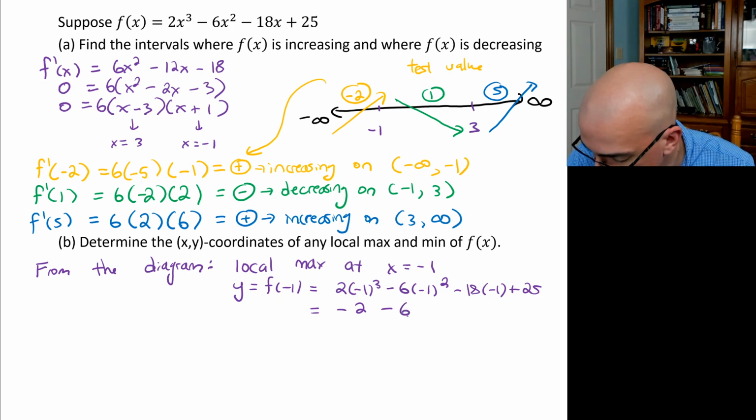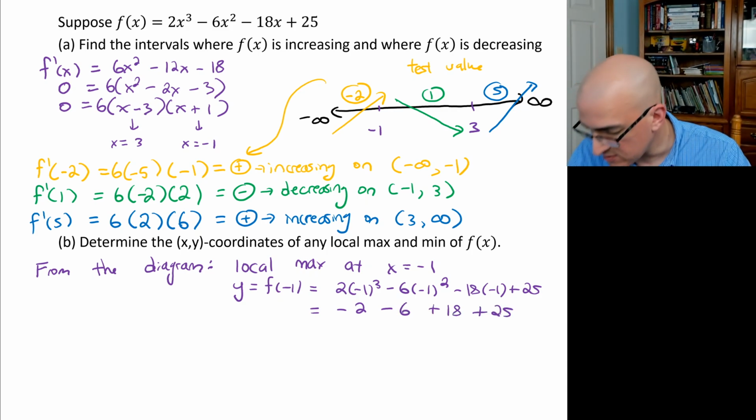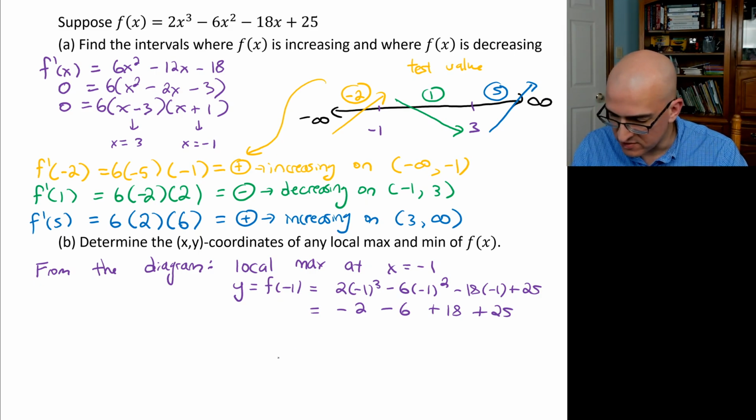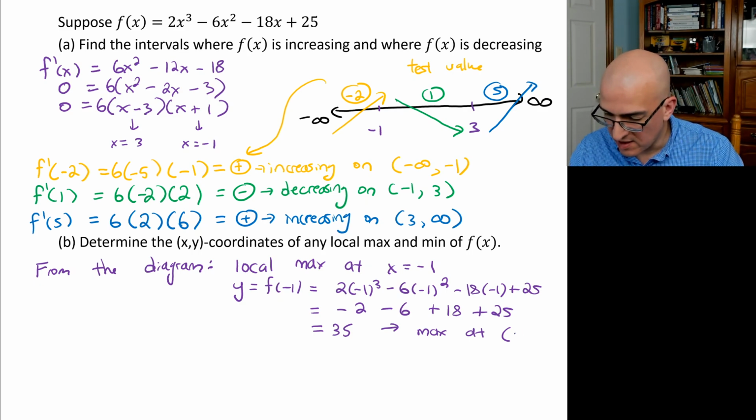-2, -6, plus 18, plus 25. So let's see. I have -8 plus 18, so plus 10. So 10 plus 25, I have 35. So this says local max at -1 comma 35.